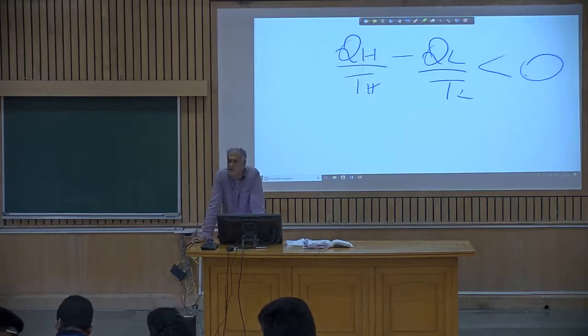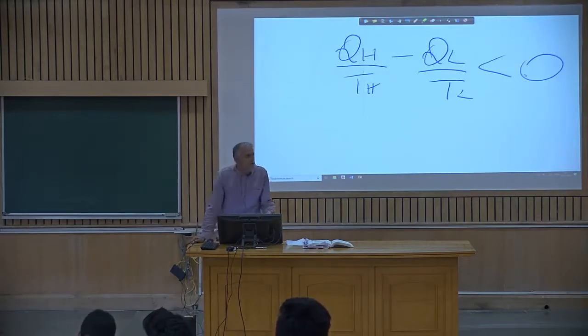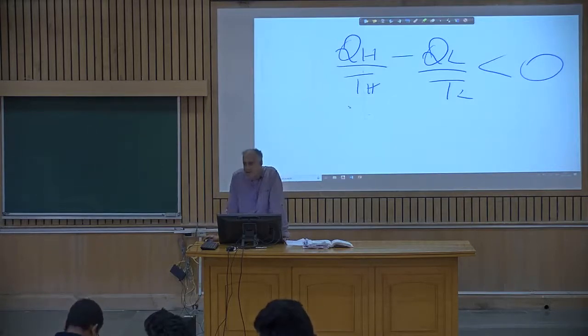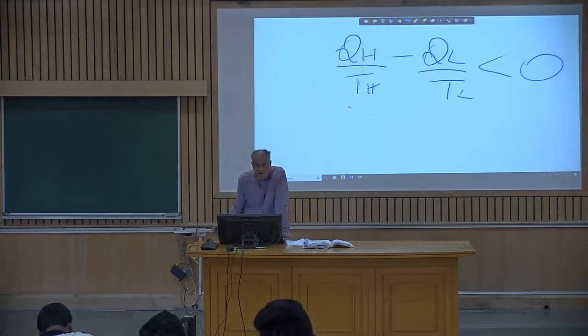So if there are multiple processes, how do you write this? You put a summation, because it's multiple, it's a cyclic process. If you want to write it in integral, you can write it in integral. If you want to write it as summation, you can write it as summation. Can you write it in integral?